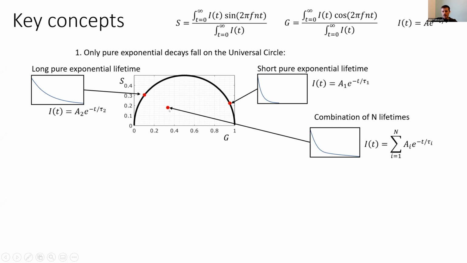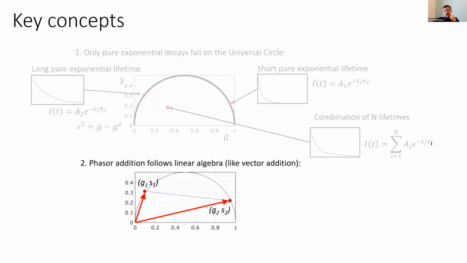And then anything that is inside is going to be a combination of these. So this guy here could be a combination of 2, 1 on the other side, or a combination of 3 or 4, however many. So whenever you're inside, which is in general always the case, you're inside the universal circle because you have combinations of lifetimes there. And then the next key point is that Phasor addition follows linear algebra, meaning that if you have a point in the Phasor space that is a contribution of 2 pure components, if the contribution is equal for the 2 components, that point has to be exactly in the middle of the position of the 2 components.